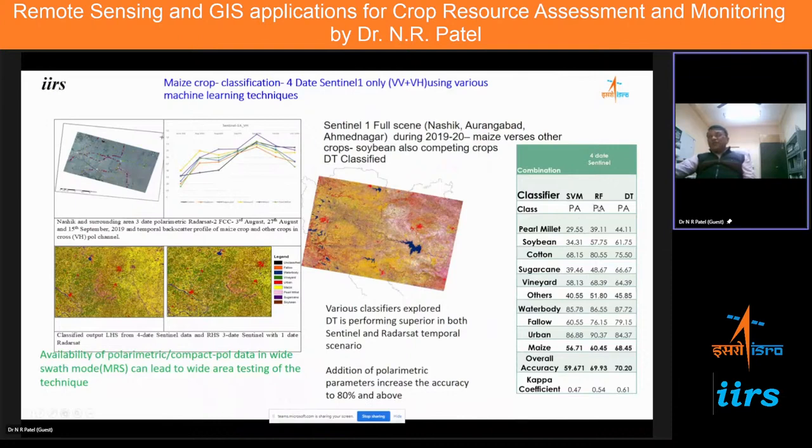Here we have tried support vector machine, random forest and decision tree. These are all machine learning techniques. With these machine learning techniques, we could classify to a certain extent, like 60% maize accuracy overall, and for bajra, even 40% accuracy. So this is still in the research phase, because microwave remote sensing and its utilization for the acreage estimation of coarse millets like maize, sorghum, bajra is still in the research and development stage.